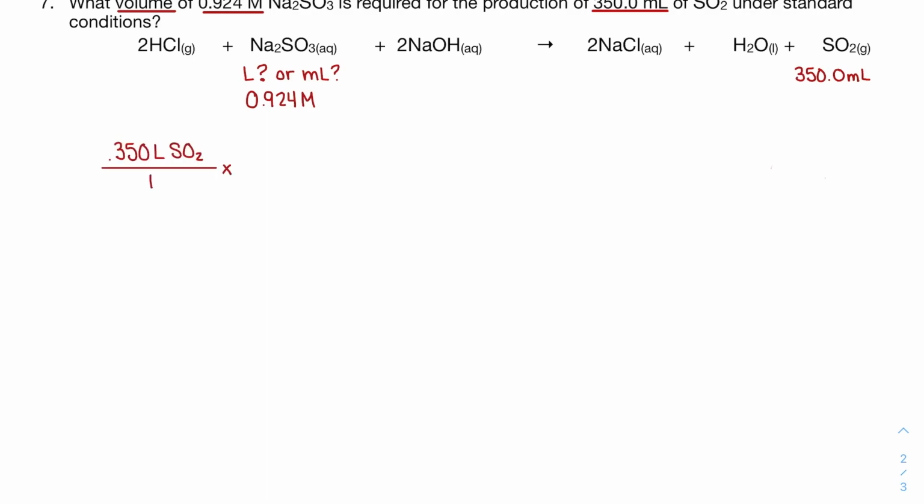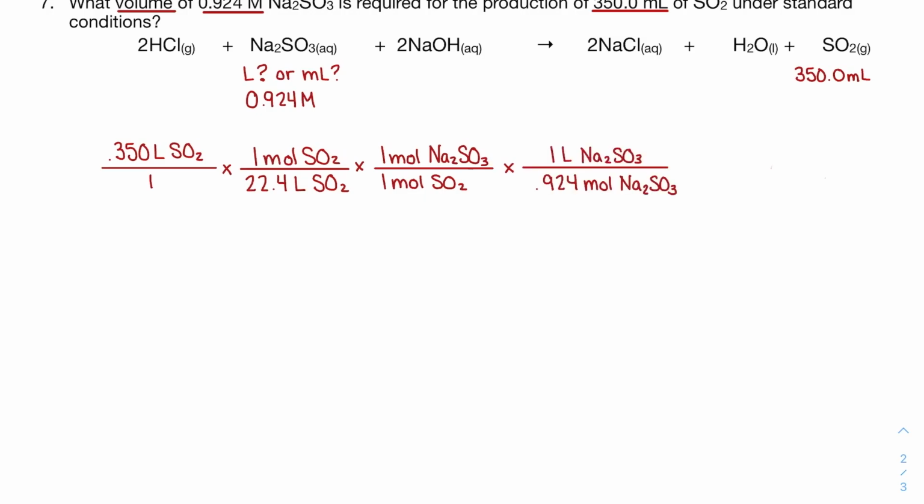So 0.350 liters of sulfur dioxide gas over 1. Let's use that molar conversion of 22.4 liters per 1 mole. That gives us moles of sulfur dioxide. We'll do a mole to mole comparison for our next step to get to moles of Na2SO3. From there, we'll use the molarity of 0.92 moles per 1 liter, and that's going to give us volume in liters. It didn't specify what volume units you needed, so you could leave it as 0.0169 liters or multiply that answer by 1,000 to get 16.9 milliliters.